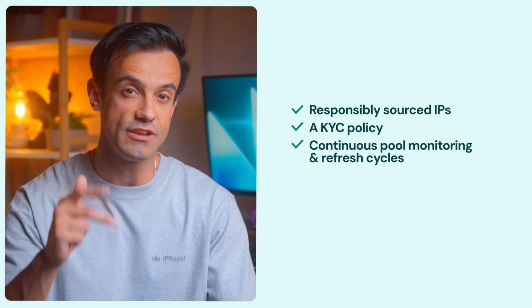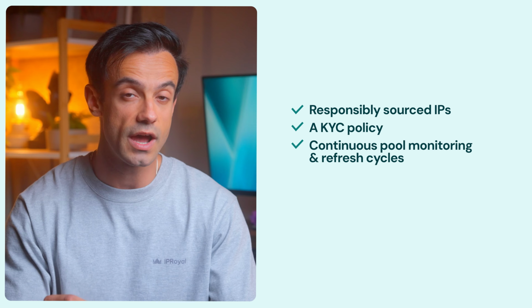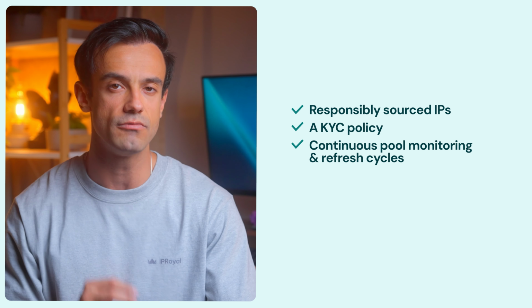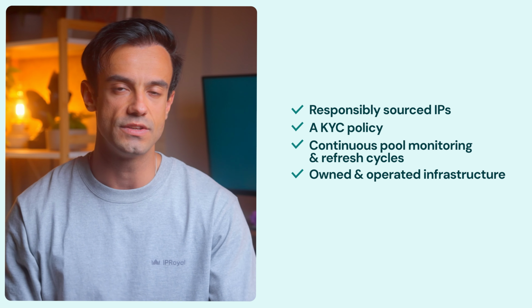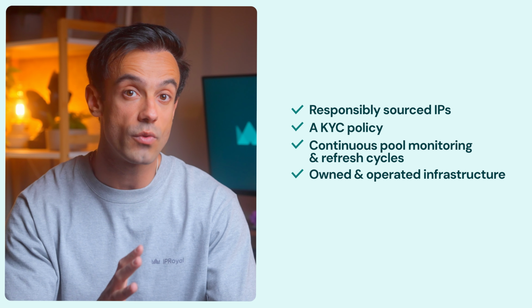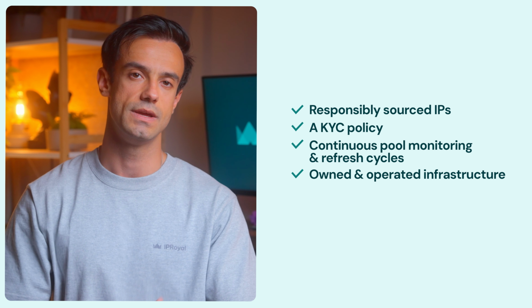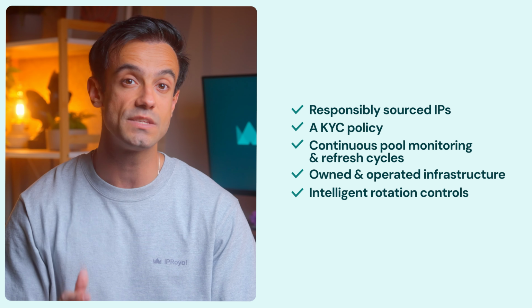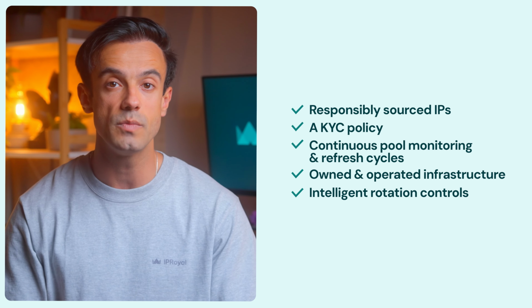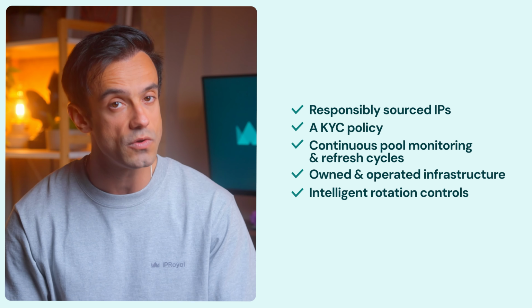Continuous pool monitoring and refresh cycles. IPs degrade over time, so blacklist monitoring and regular replacement are what keep a pool operationally viable. Owned and operated infrastructure. Providers who control their own network have full visibility from source to session. Intelligent rotation controls, sticky sessions, dynamic rotation, and geotargeting at ISP and city level are what prevent clean IPs from getting burned through overexposure. None of these proxy quality signals exist in a free proxy. Maintaining them has a cost, but that cost is what keeps the pool clean and your operations running without interruptions.